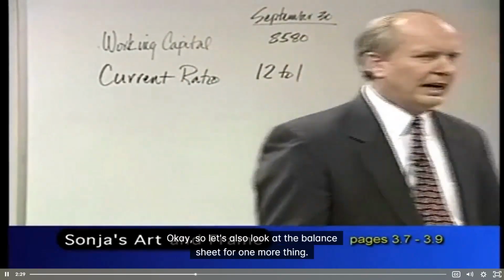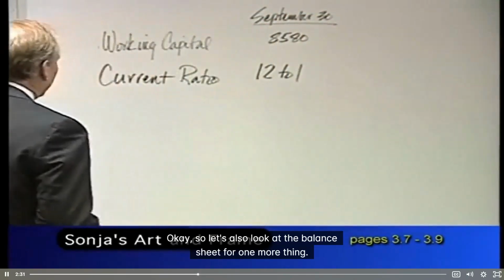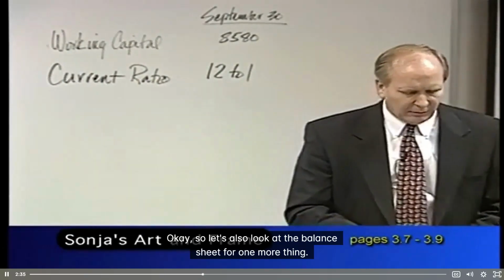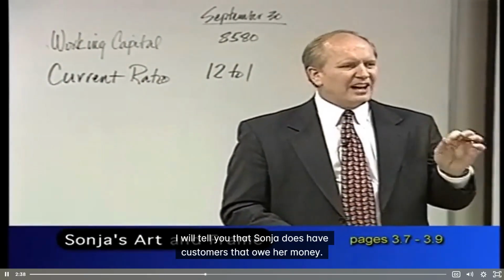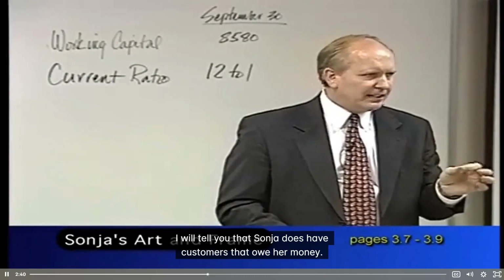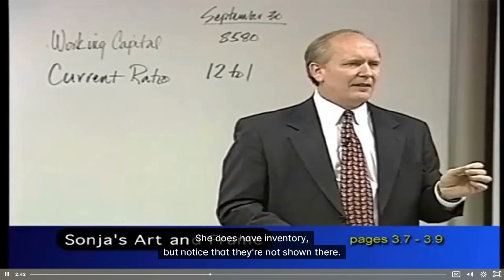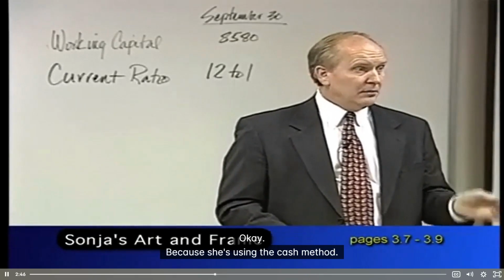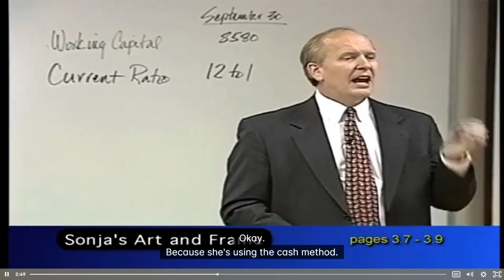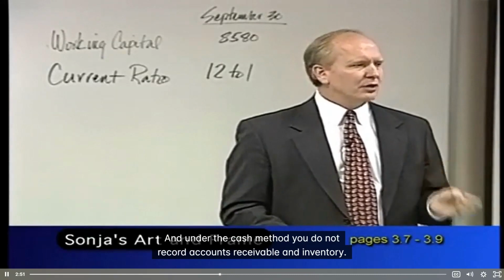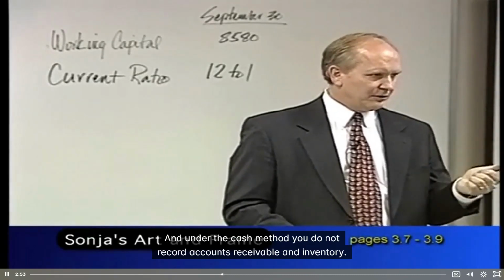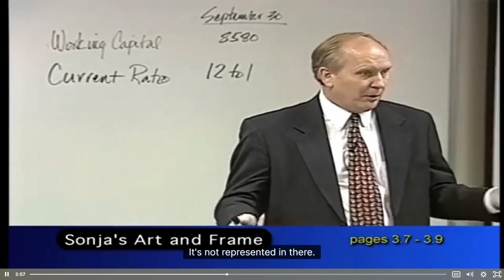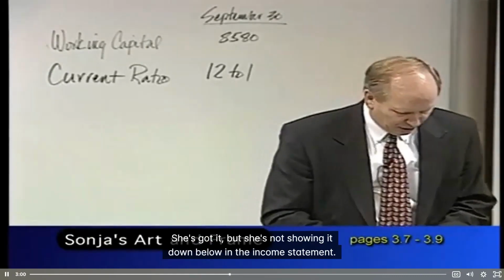Very, very few. Okay, so let's also look at the balance sheet for one more thing. I will tell you that Sonja does have customers that owe her money. She does have inventory, but notice that they're not shown there, because she's using the cash method, and under the cash method, you do not record accounts receivable and inventory. So it's just not shown. She's got it, but she's not showing it.